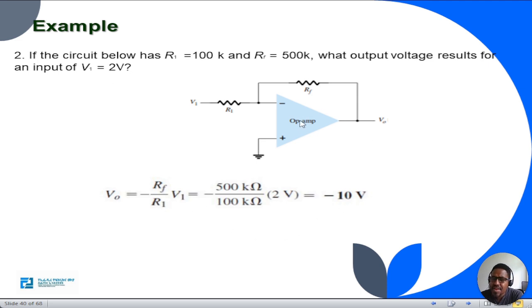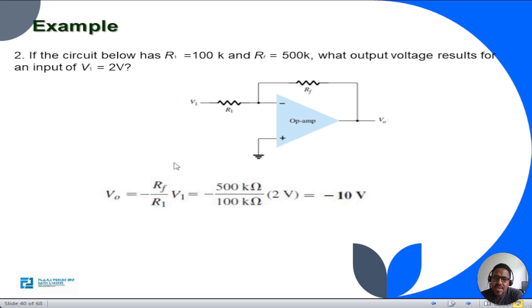So our inverting op-amp becomes amplified. Our input is 2 volt, but output is 10 volt, but inverted. That is a negative signal. Positive input, but in the output negative. That is inverting. What does that mean? Inverting amplifier, out of phase, so 180 degrees shifted. So we get minus 10 volt from our 2 volt by controlling this gain Rf over R1.